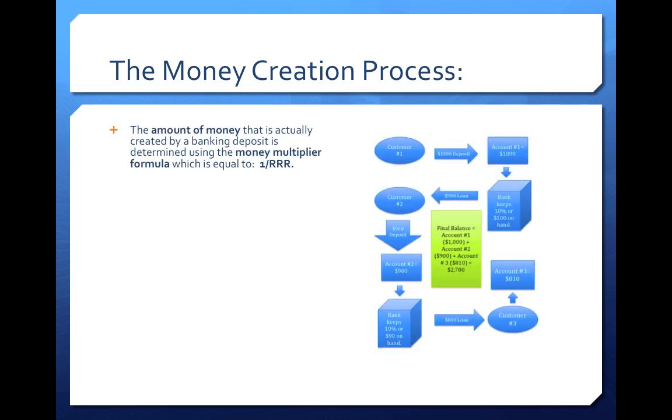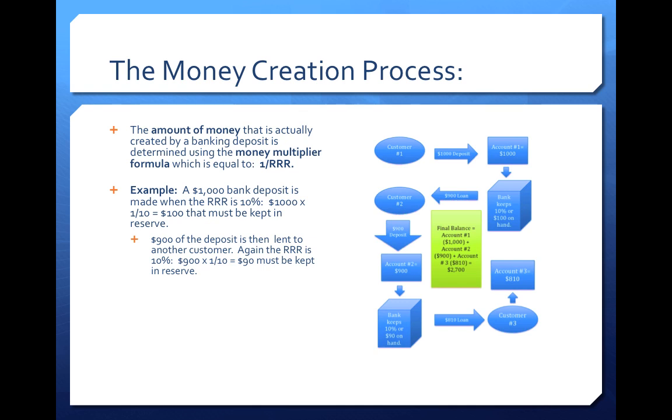Okay, the amount of money that is actually created by a banking deposit is determined by using the money multiplier formula, which is equal to 1 over the required reserve ratio. For example, a $1,000 deposit is made when the required reserve ratio is 10%, which gives you 1,000 times 1/10 equals $100, which must be kept in reserve.